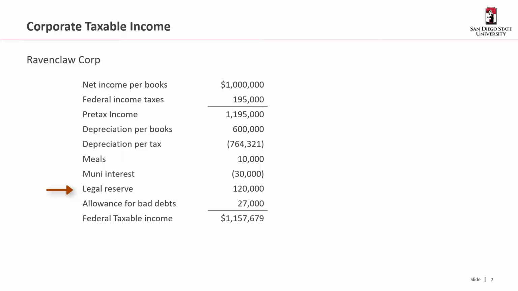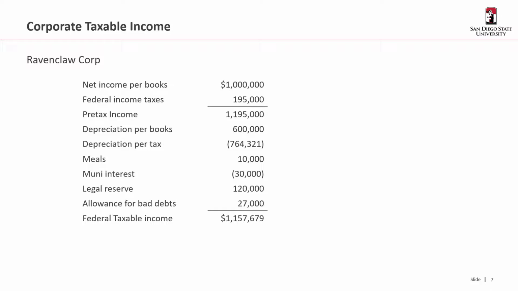Legal reserves, as you recall under the all events test, since economic performance hasn't occurred with respect to a reserve, those have to be added back. And then bad debts also are not deductible until they are completely written off, and so until they're worthless. And so as a result, any allowance for bad debts needs to be added back. So you can see that drives our federal taxable income of about $1.16 million.